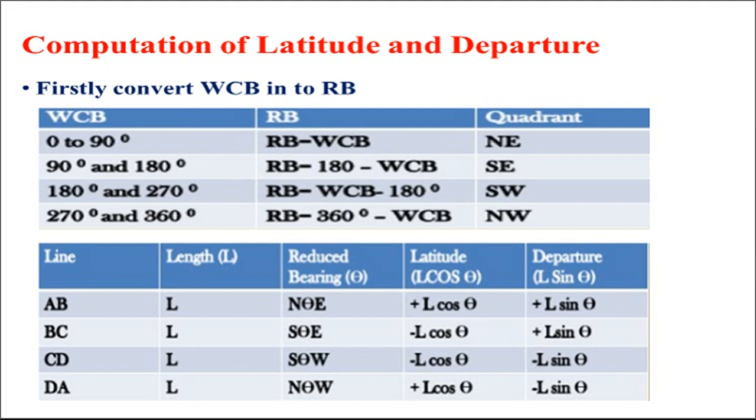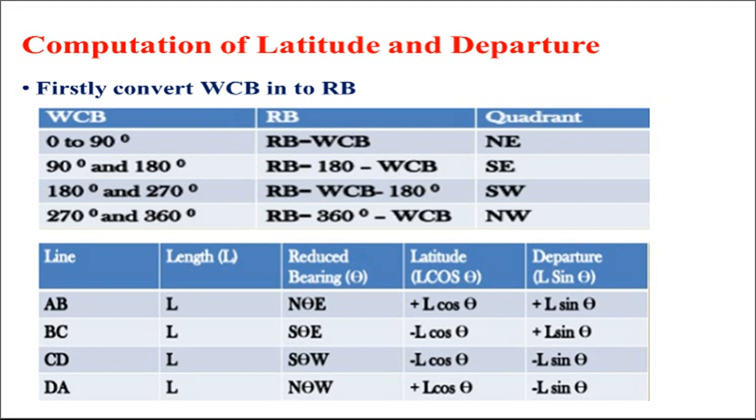The quadrant is NE. So reduced bearing and whole circle bearing are one and the same. When the bearing is between 90 to 180, then its quadrantal bearing or reduced bearing is equal to 180 minus WCB. Similarly, for the third quadrant, reduced bearing is equal to WCB minus 180 degrees, and for the last quadrant, reduced bearing or quadrantal bearing is equal to 360 degrees minus WCB.